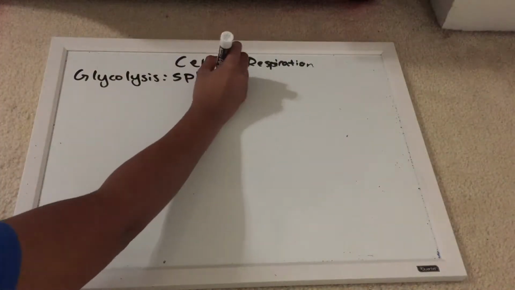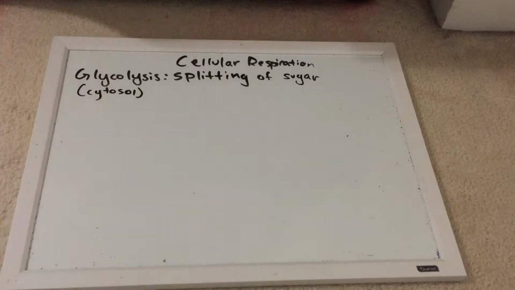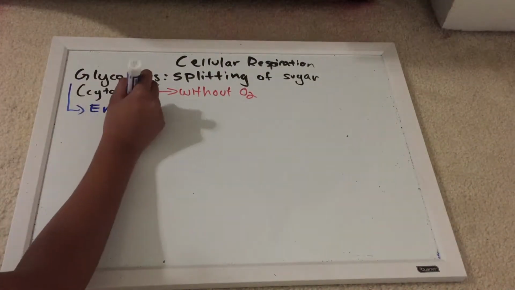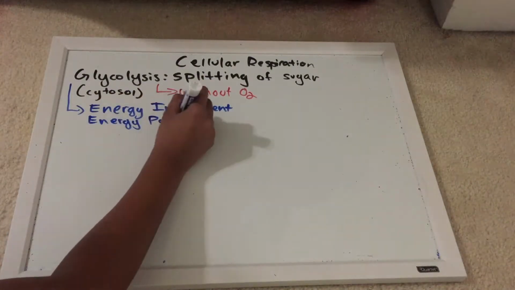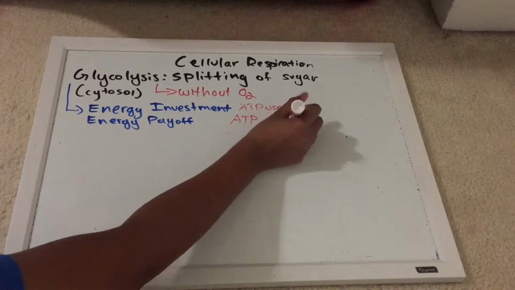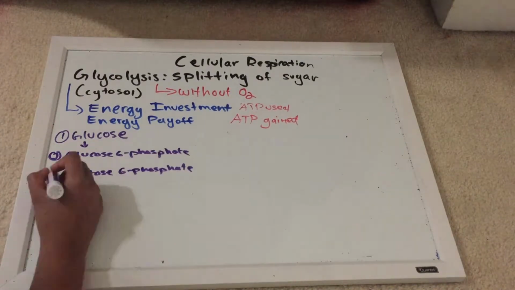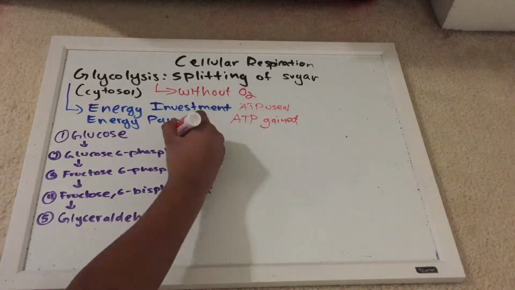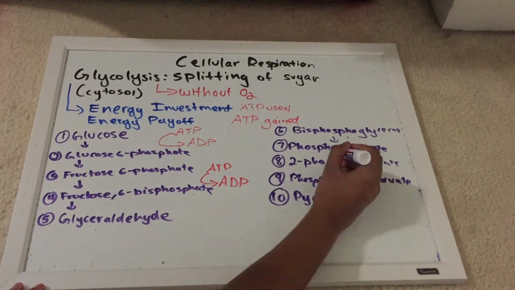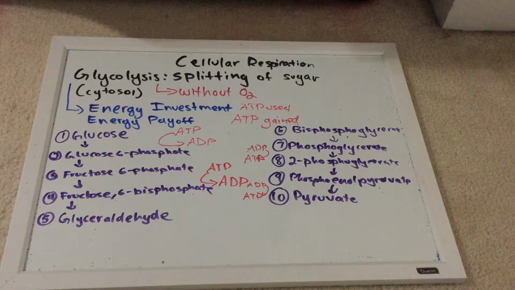The first step is glycolysis. It means the splitting of sugar and occurs in the cytosol. This can occur without oxygen. There are 2 stages: energy investment and energy payoff, where ATP is used and ATP is gained. What starts off as glucose is catalyzed by various enzymes and finally ends up as 2 pyruvates.